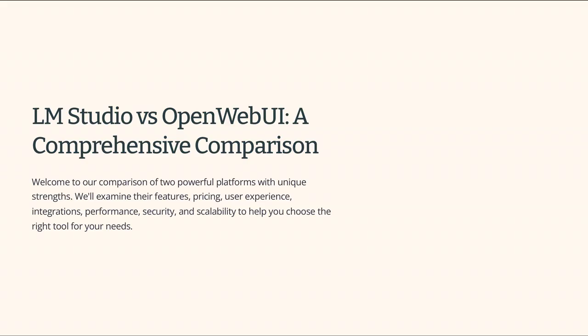Starting with features, LM Studio offers a robust suite with functionalities like drag-and-drop interface, pre-built templates, and custom coding. It also comes with comprehensive reporting tools. OpenWebUI, on the other hand, provides a more streamlined experience with its focus on web user interface development. It includes features like live preview, code editor, and collaboration tools. However, it lacks some advanced tools like reporting. If you're looking for a feature-rich platform, LM Studio might be your best bet.